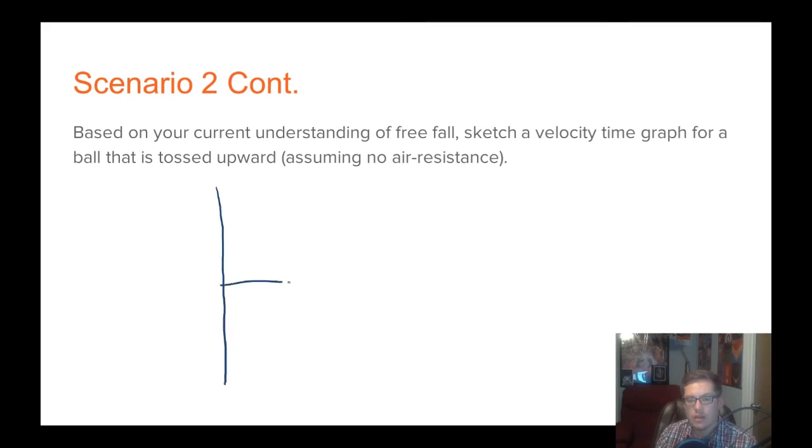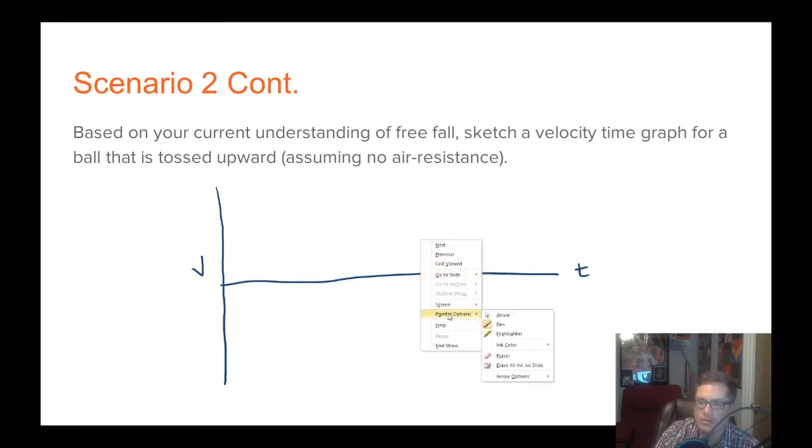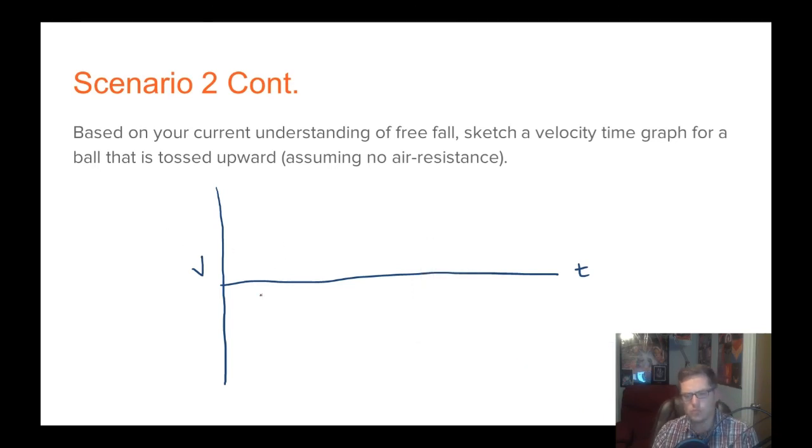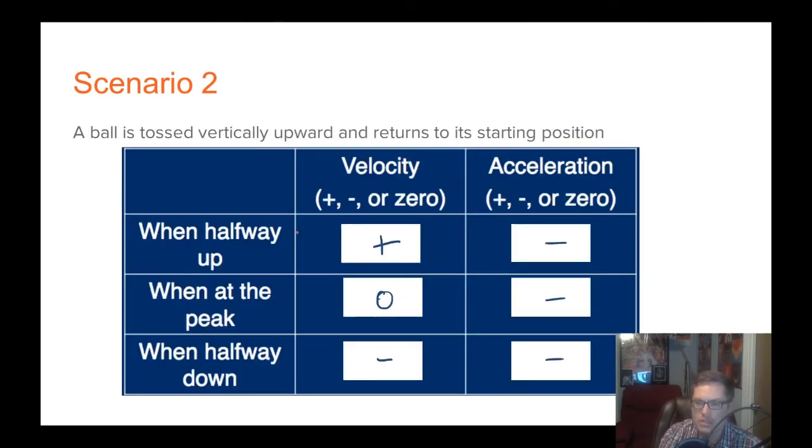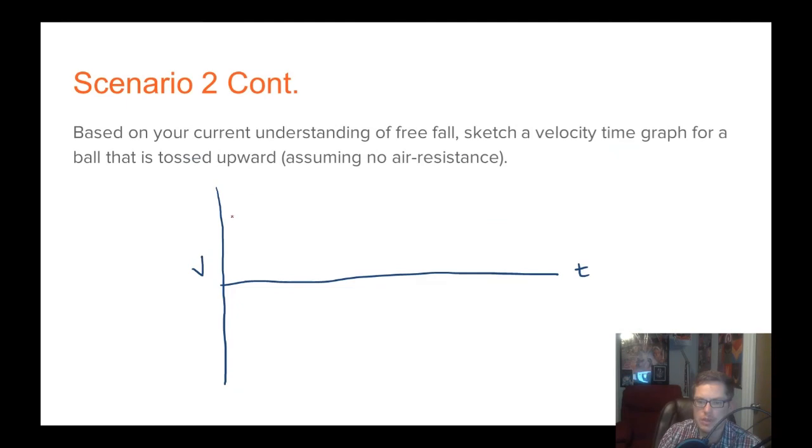So we've got our velocity and we've got our time. We'll go back to red ink. So when we first throw our ball up, what's our velocity? Well, we just said our velocity is positive, so that means we're going to be at some positive value. So we're up, positive velocity.